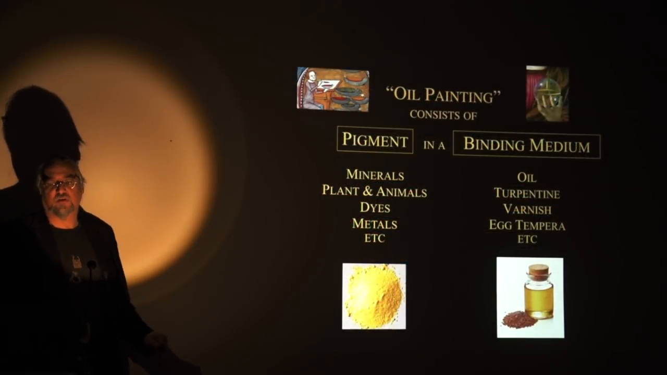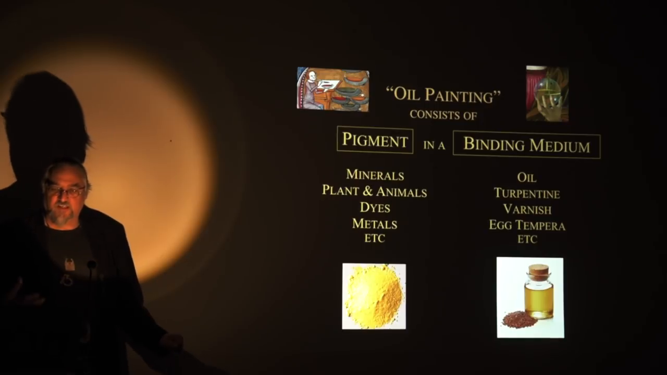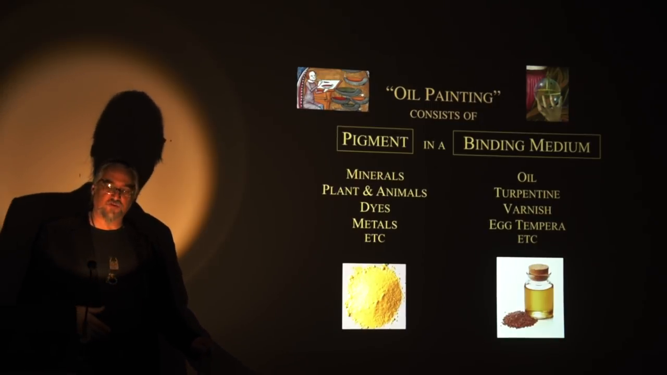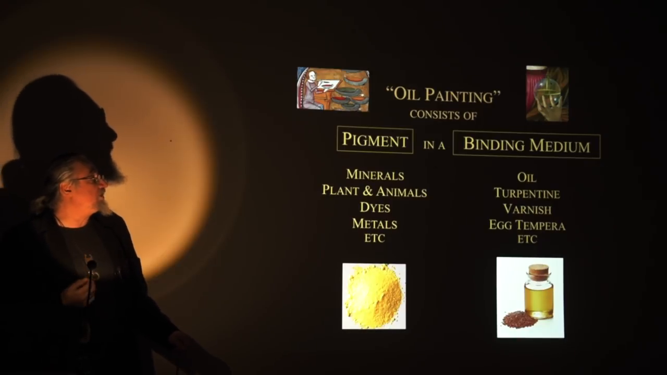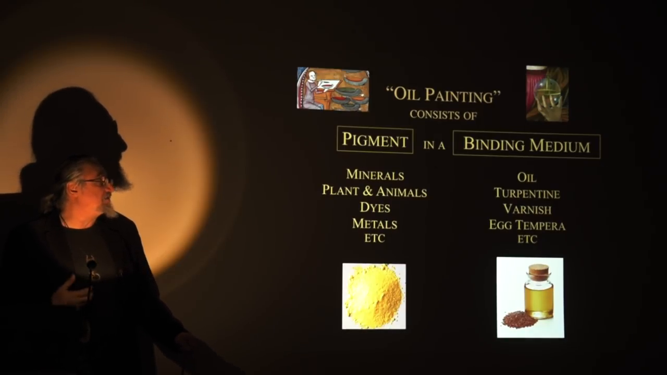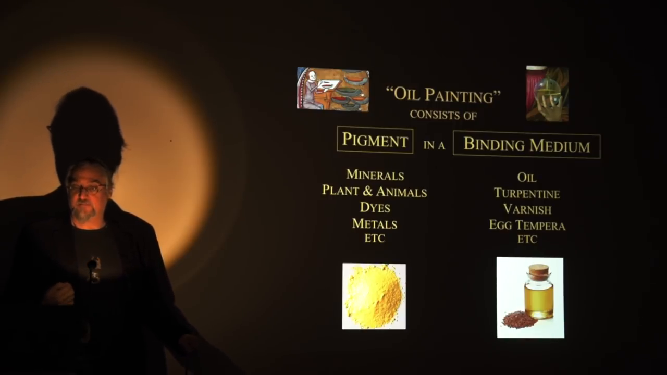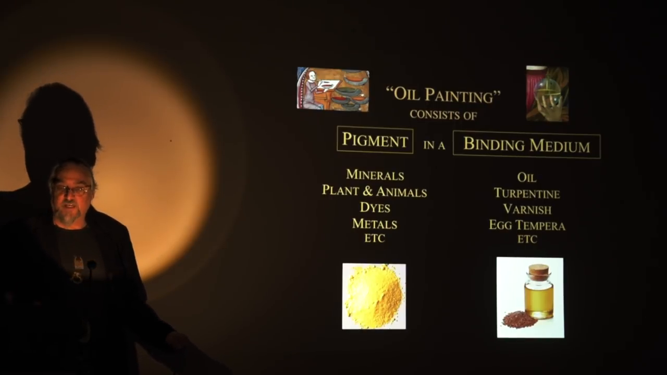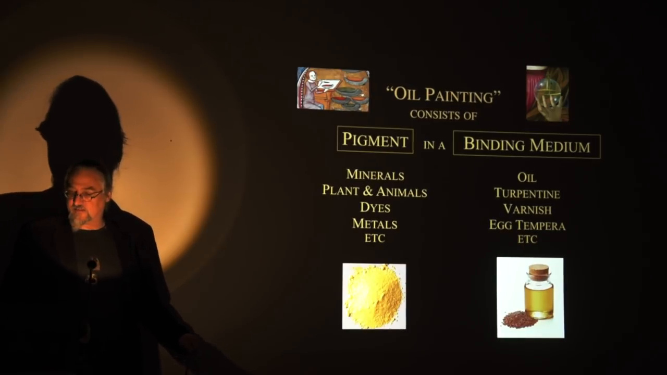In another lecture, I already talked about binding media like oil, turpentine, and varnish. In this lecture now, I'm going to focus on pigments, because oil painting basically consists of a pigment in a binding medium. So we need to understand better pigments, where they come from as minerals, plant and animal dyes, metals, and so on.